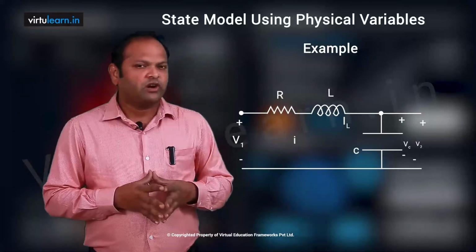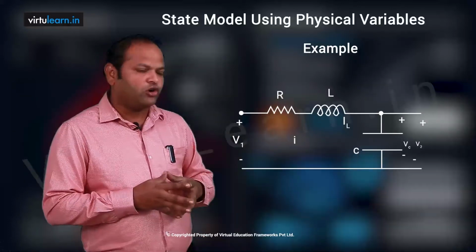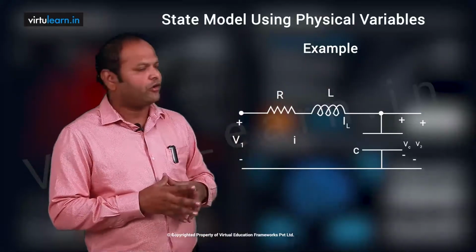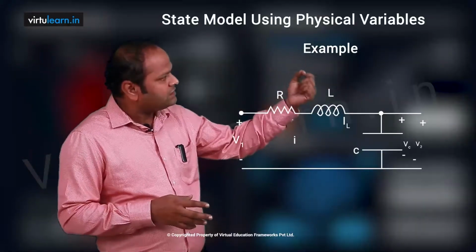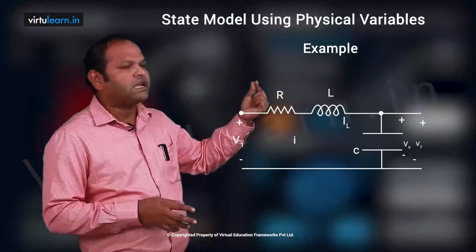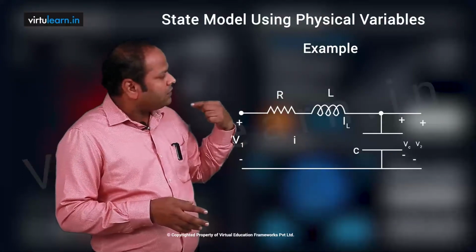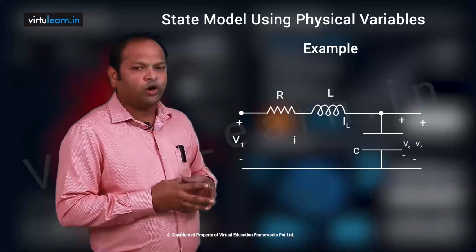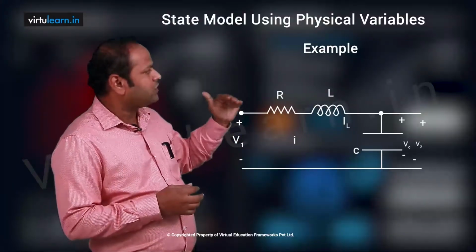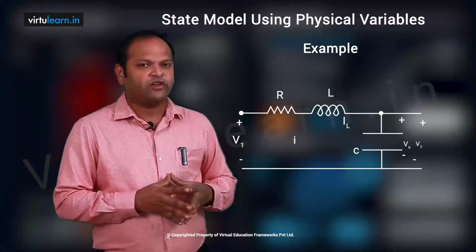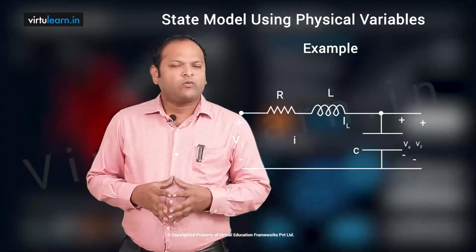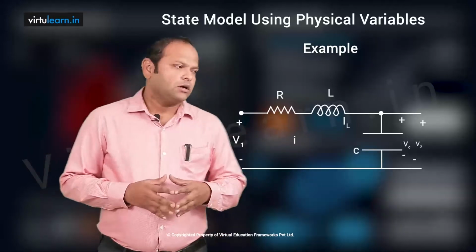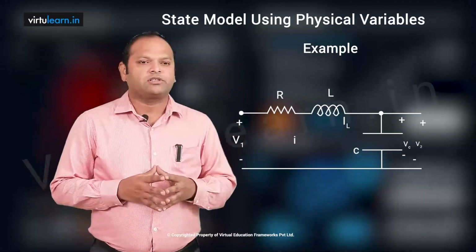The transfer function we want, the state model we want, is the output voltage to input voltage. So this is what we want. Output voltage is the output node and input voltage is the input node. With that we can build the state model where we have x1, x2, x3 as the state variables. Now let us take one example and see how we can model using the physical variables.